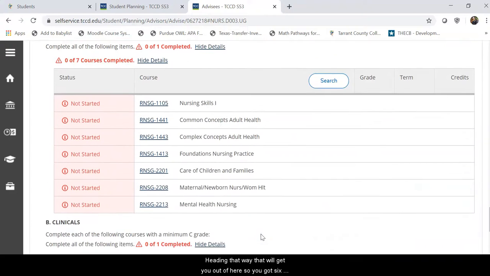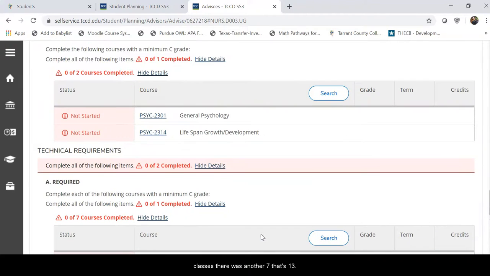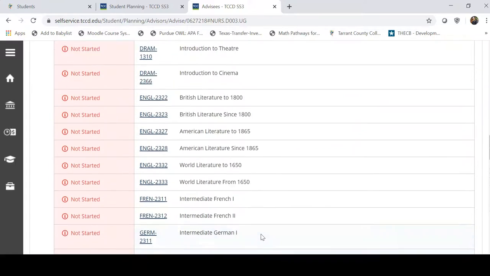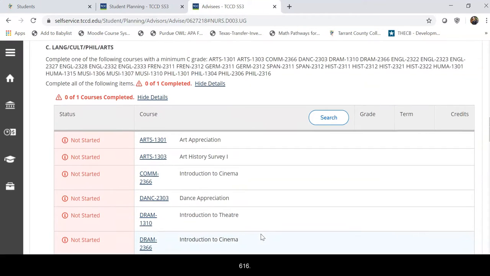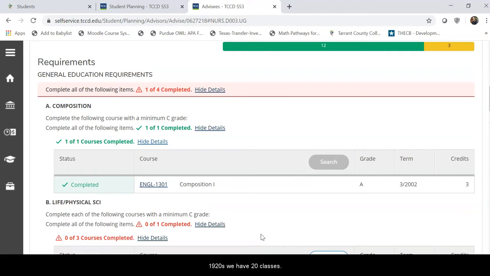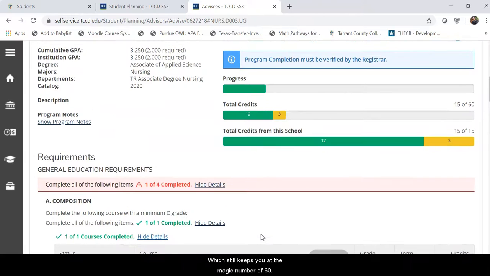So you got 6 classes there, plus another 7, that's 13, 14, 15, creative arts makes 16, 19, 20. So you have 20 classes, which still keeps you at the magic number of 60. So perfect world scenario, about how many classes do you normally take to earn an associate's degree? It's approximately 20, because if you take 20 times 3, you'll get 60. But remember, your science is 4 credits, not 3, because of the lab component.